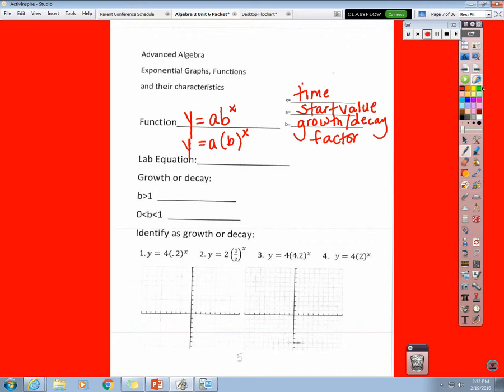Okay, now for this lab equation line, when we created this worksheet, the goal was for you to take your data that you turned into me, plot the points, put it in the calculator, do everything that I did, and then write the equation you got. But for time's sake, we just went with one set of data, the data I had, so you can just write that equation here.